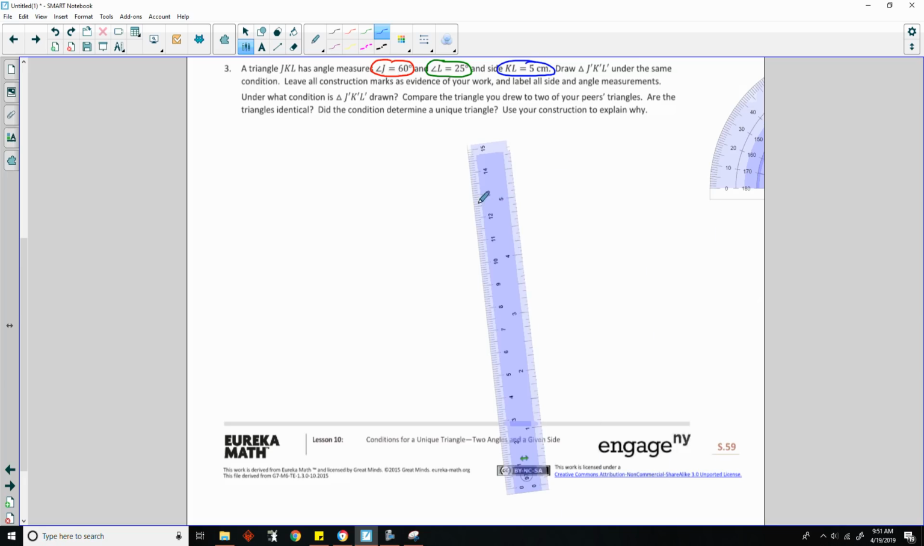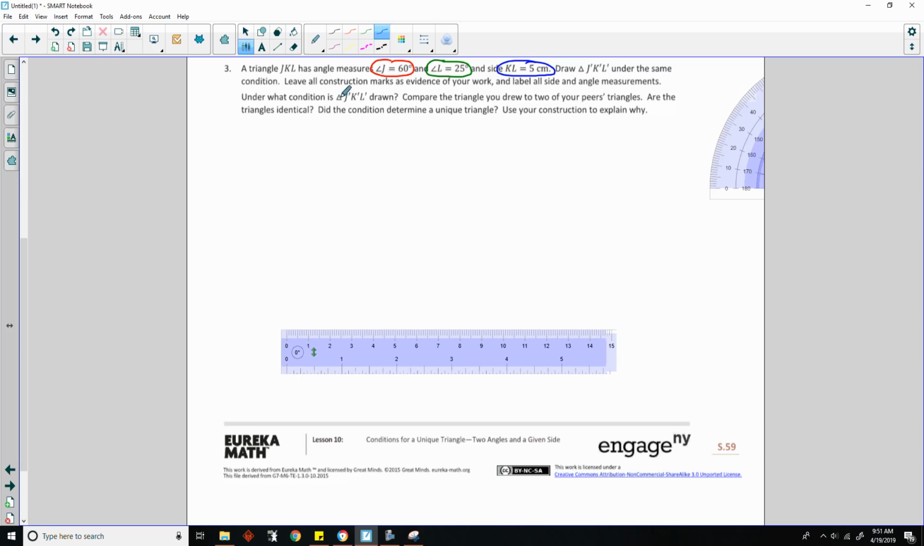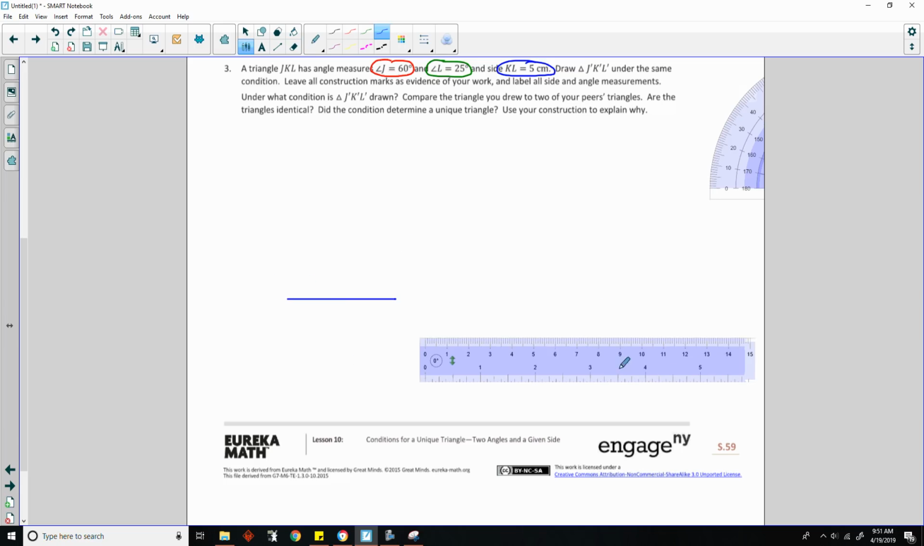I already have my ruler. I don't need this second one. So I'll bring this ruler down here. I'll put it right here. I'll draw KL first, which is 5 centimeters. So start at 0 and go out to 5. Try to be as accurate as possible. All right, 0 to 5. There. That is 5 cm. This is K prime, and this is L prime.